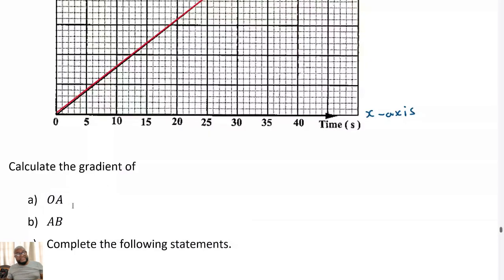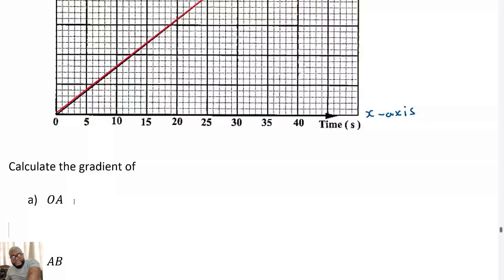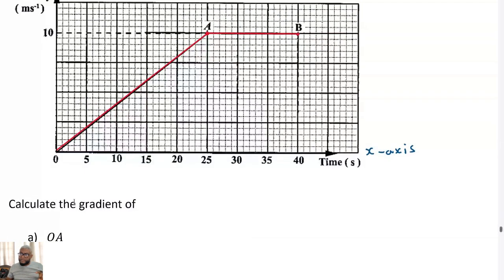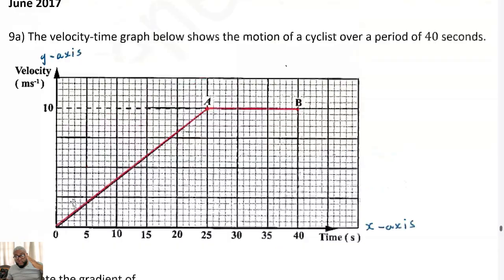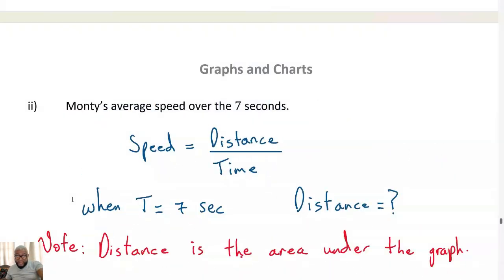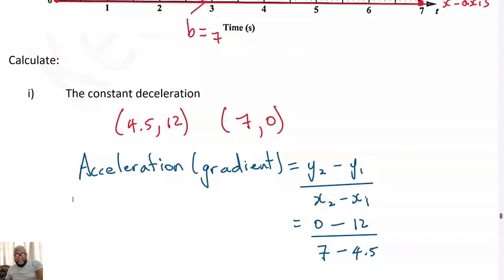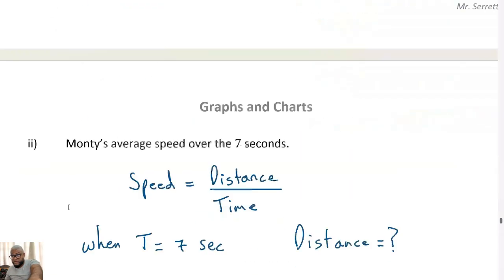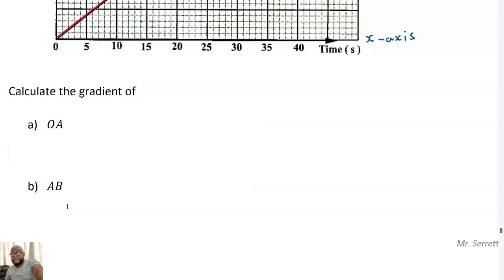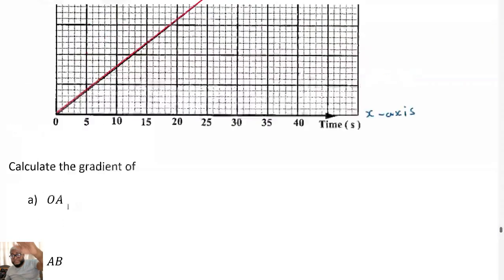Calculate the gradient of, now CXC comes straight up and asks you for the gradient. If they're asking us for the gradient, what represents the gradient from a speed time graph? The slope of the line. Right, but when they ask you for gradient, I keep writing this acceleration or deceleration. Very good. I keep writing acceleration and putting gradient in brackets, because CXC likes to play mad and they don't ask you for the acceleration, they ask for the gradient. But you know it's acceleration they're asking for. So they basically ask you for the acceleration for the first stage, which is O.